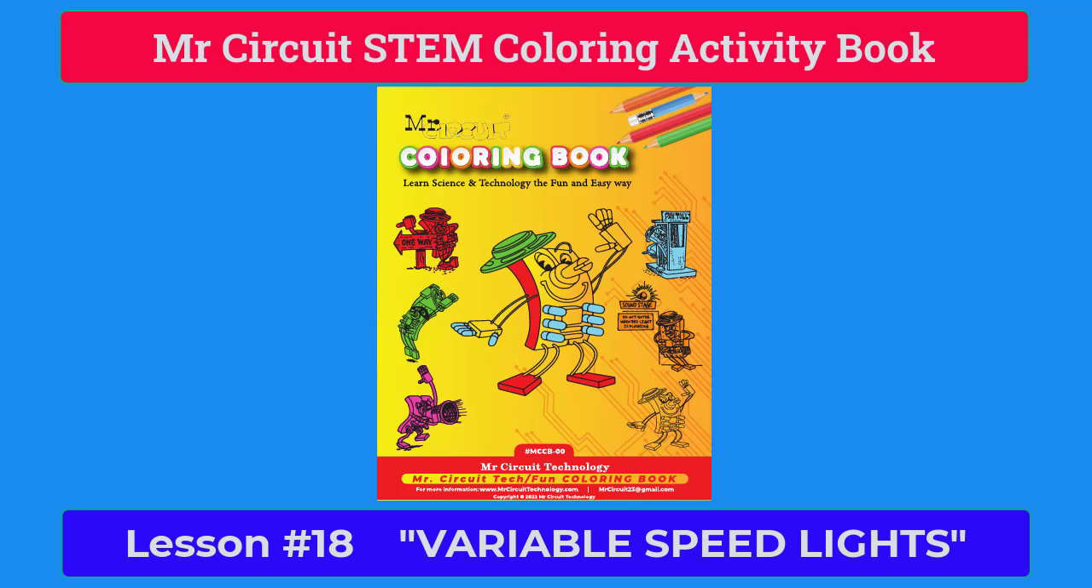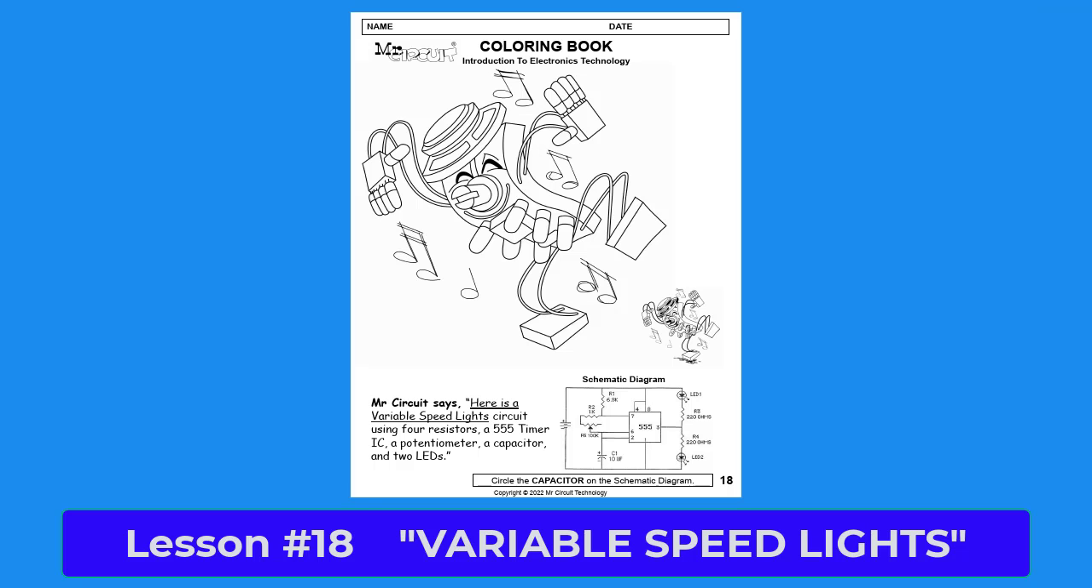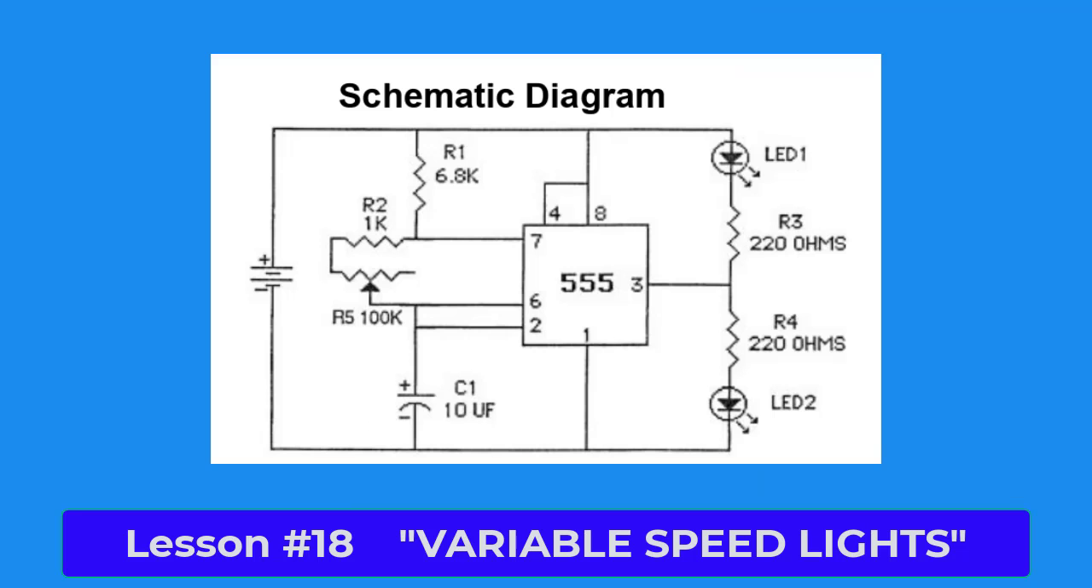This is Lesson 18 in the Mr. Circuit STEM Coloring Activity Book. In this lesson, we introduce a variable speed light circuit. It is an electronic circuit which will make LEDs blink on and off at different rates of speed. The schematic diagram for a variable speed light circuit is shown on the lower right-hand side of the page. It has schematic symbols that you were taught in previous lessons of this STEM activity book.